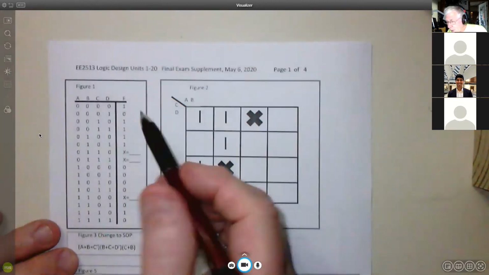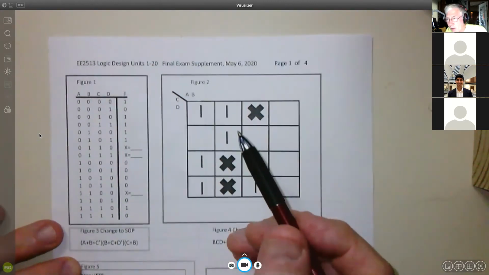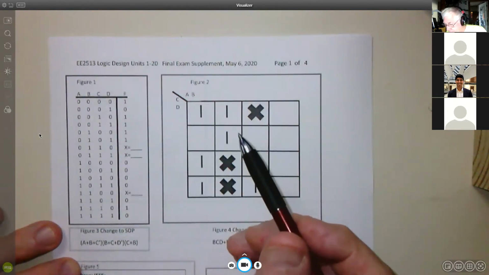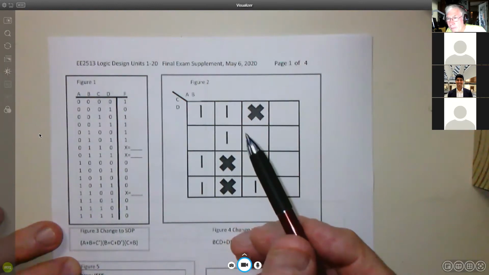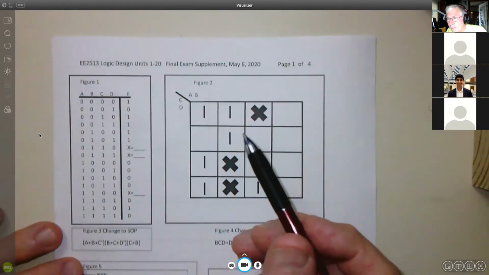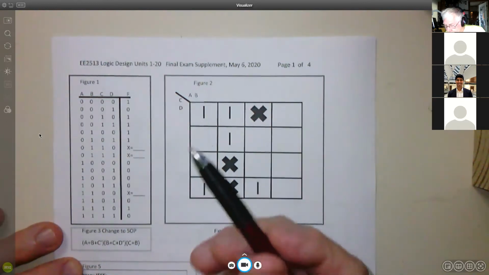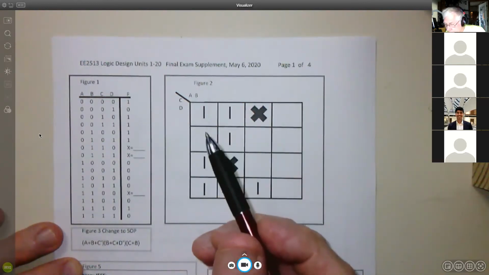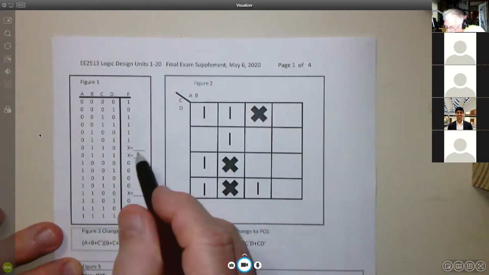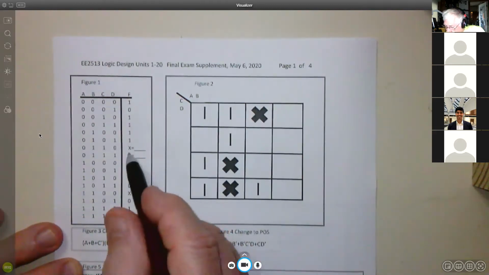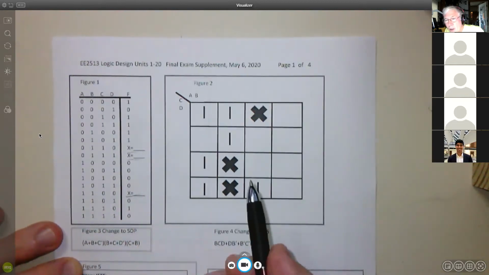So somebody tell me, what are the dependent variables and what are the independent variables here? The dependent variable would be F, right? That's right. A, B, C, and D would be the independent ones. That's right. All right. And then what's the business with the X down here? They are don't cares.